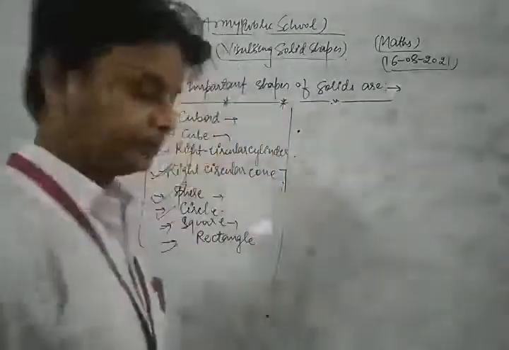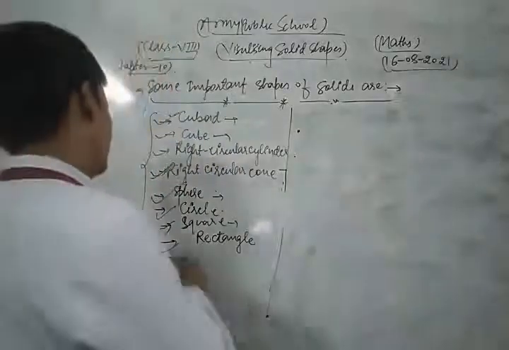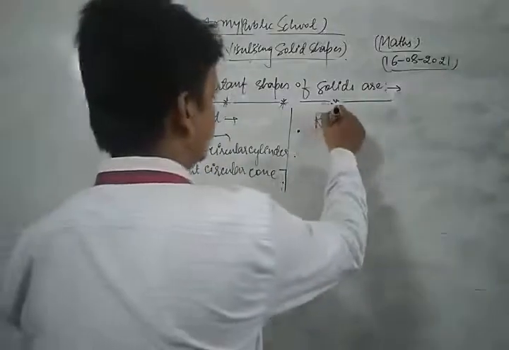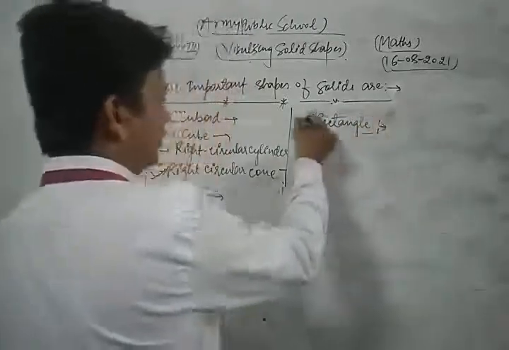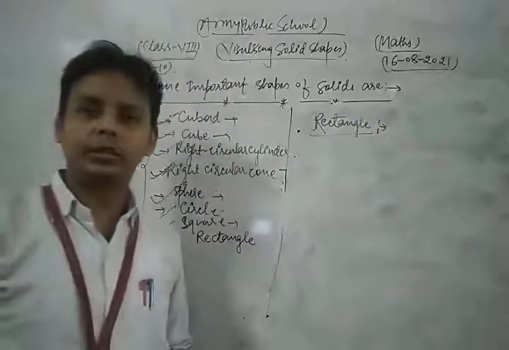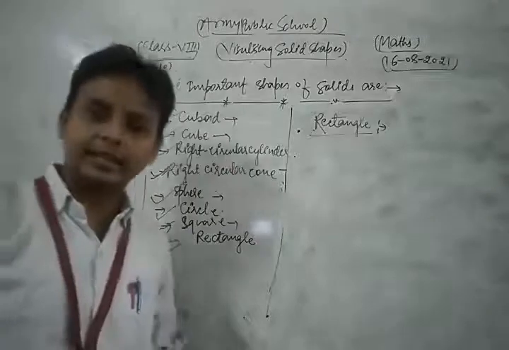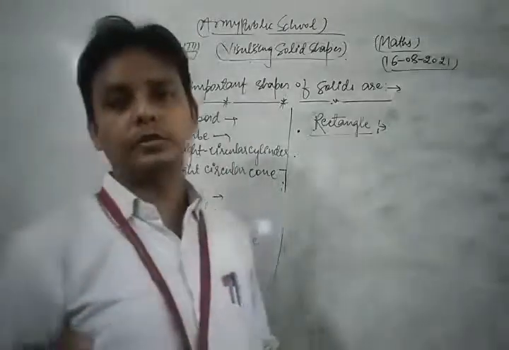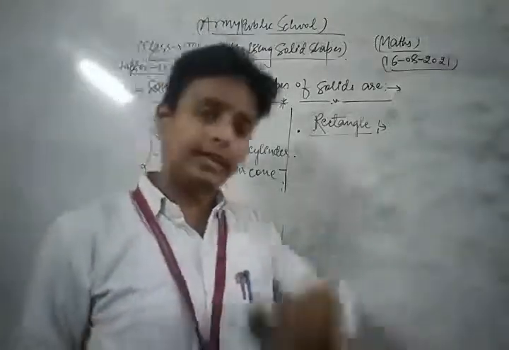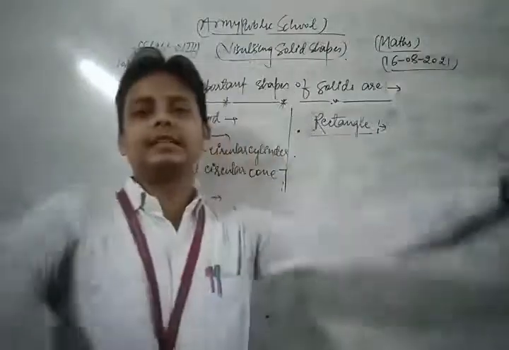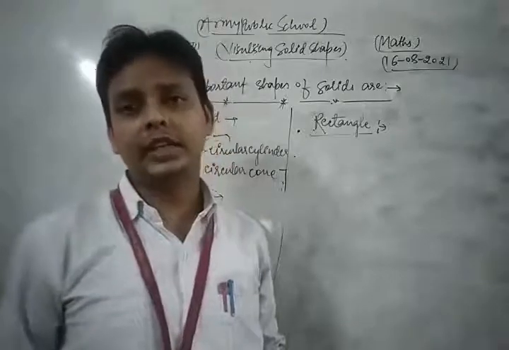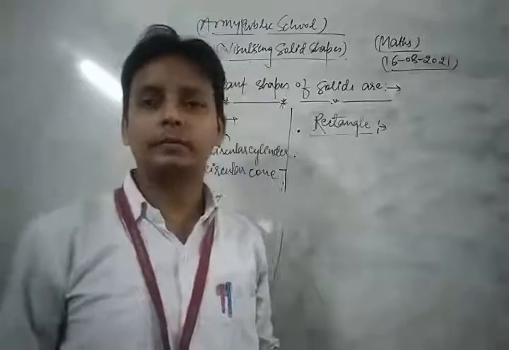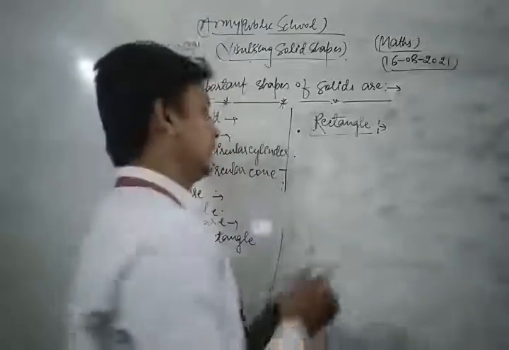Which is last one, which is rectangle. What is the concept of rectangle, dear students? A rectangle is also a special type of quadrilateral in which opposite sides are parallel and equal to each other, as well as each angle of the quadrilateral is 90 degrees, like that.